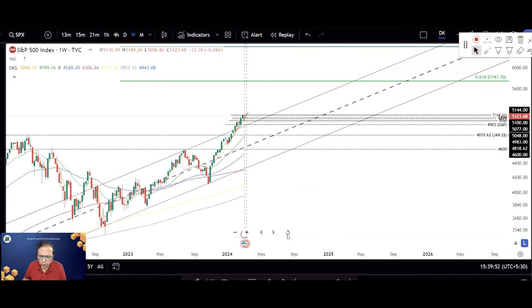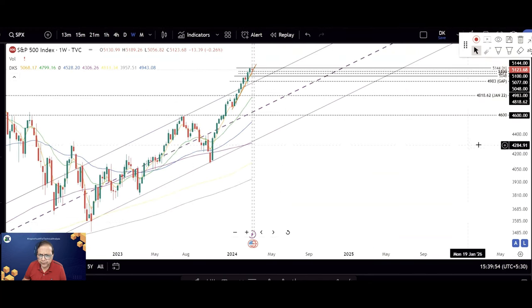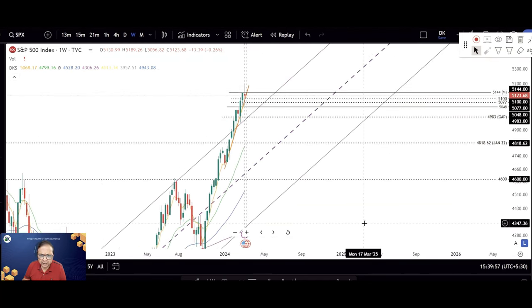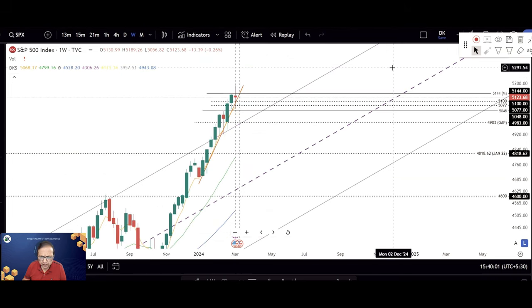Now let us look at the price action closely. Let me enlarge the chart a little bit so that I can explain properly. Look at here. This was the area where the price struggled to go past. So this becomes the earlier resistance, which should act as a support. So the 5048 level is a good support area in this index.